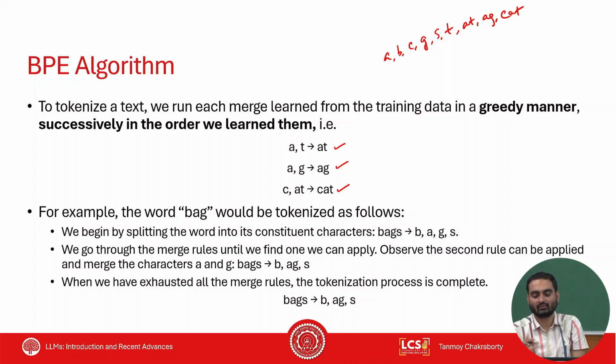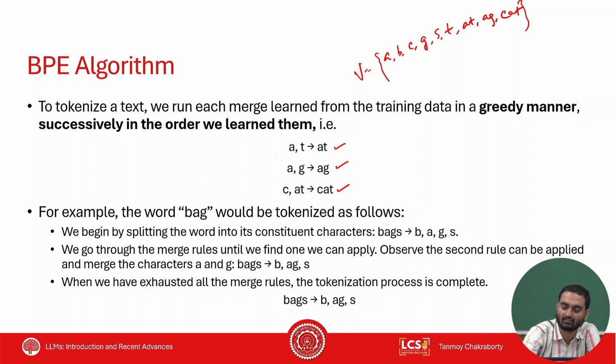Okay, we keep on doing this until the predefined threshold of this vocabulary size is reached. Let's say the size of the vocabulary that we are expecting is 1000, right? We keep on expanding and we stop when this predefined threshold is reached.